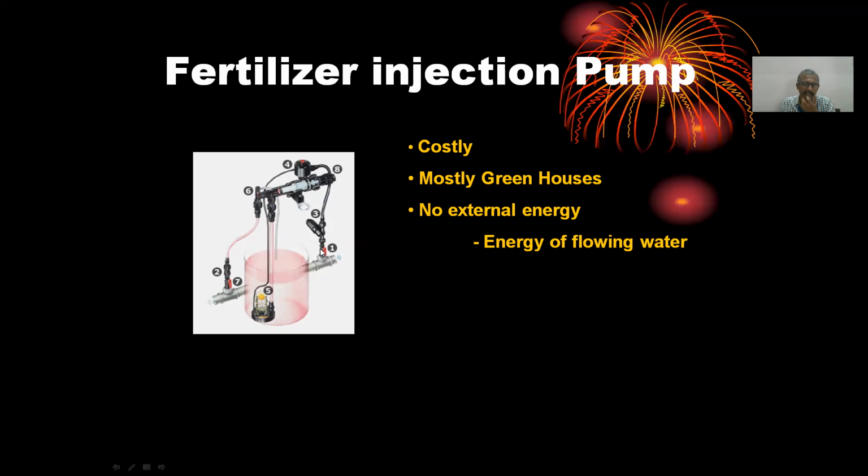So in greenhouses, in export quality and all, one may need to maintain the fertilizer concentration to such an extent that it should be very, very precise. In that kind of situations, only the fertilizer injection pumps are used. Otherwise, the other two systems themselves are much more sufficient. So with that, I conclude this class. In next class, we will look into the other things like pipes, drippers, and things like that.